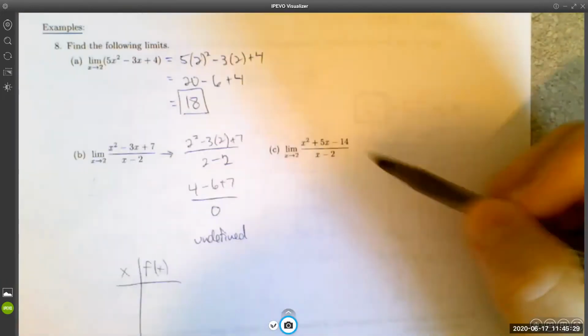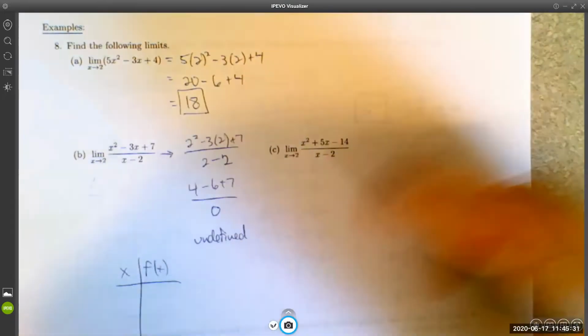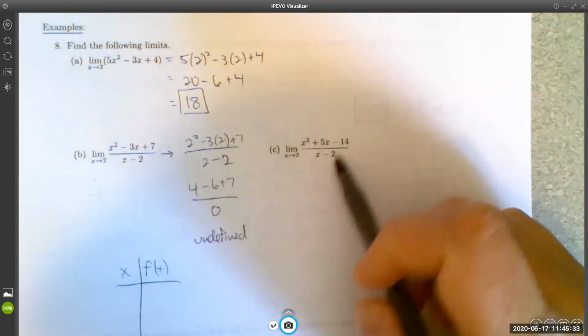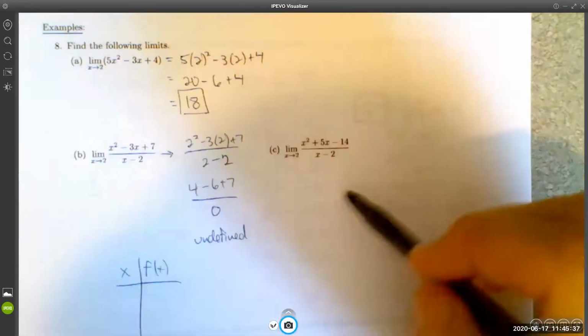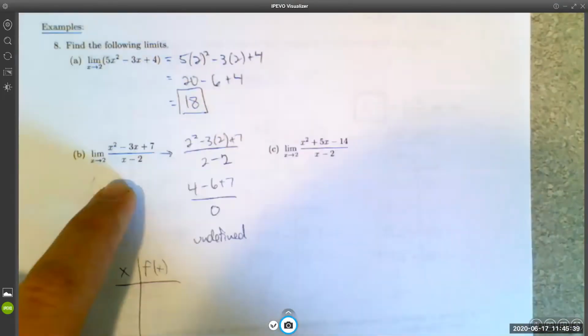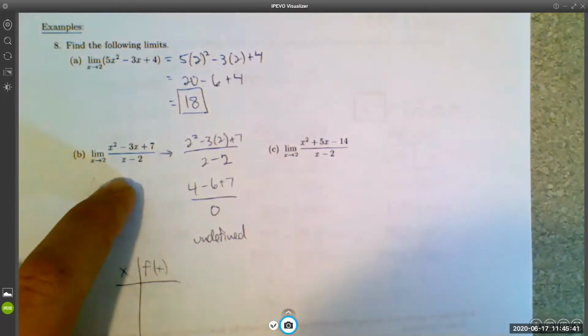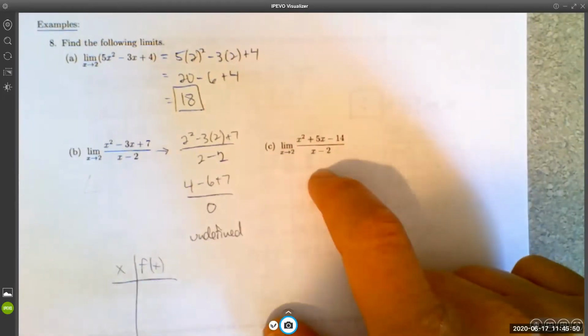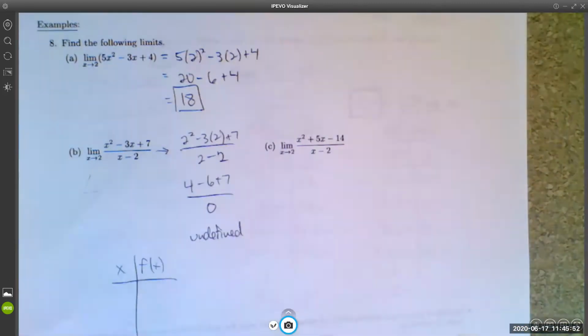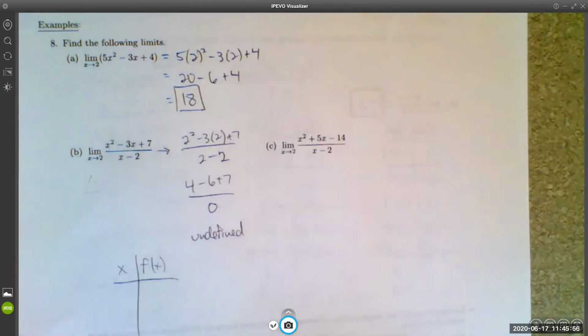But part C, you'll notice, has the same issue, right? You try plugging in 2, you get a 0 in the denominator. I think what's different about part B and C is that in part B, if you actually work this out and try to figure out the limit, I think what you'll find is that the limit does not exist, whereas in part C, the limit does exist. It'll approach some kind of finite value. But I'll leave that to you to work out the details if you want.